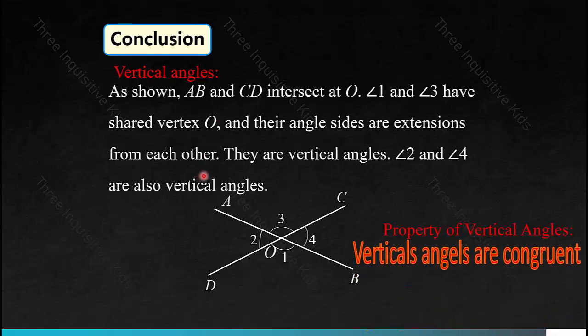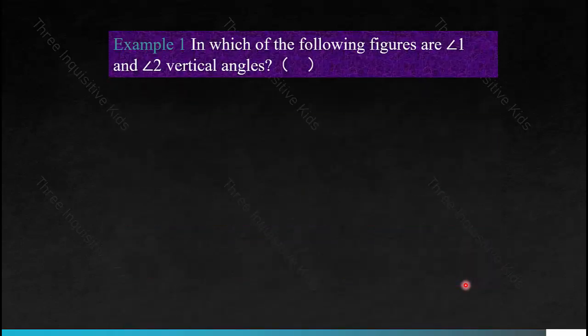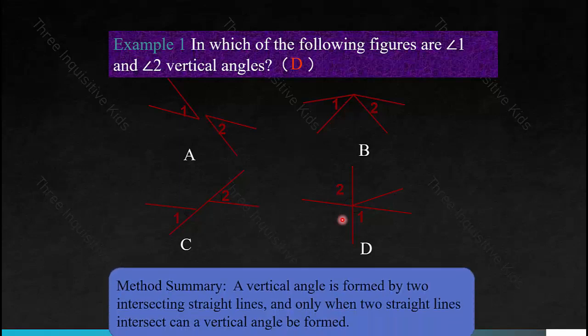Property of vertical angles. Vertical angles, not vertical angels, vertical angles are congruent. Let's do a problem. In which of the following figures are angle 1 and angle 2 vertical angles? That's right, the correct answer is D. Because here, does it meet all of the requirements? Well, angles 1 and 2 right here, their angle sides are extensions of each other, and they do share one vertex. That's why D is the correct answer.